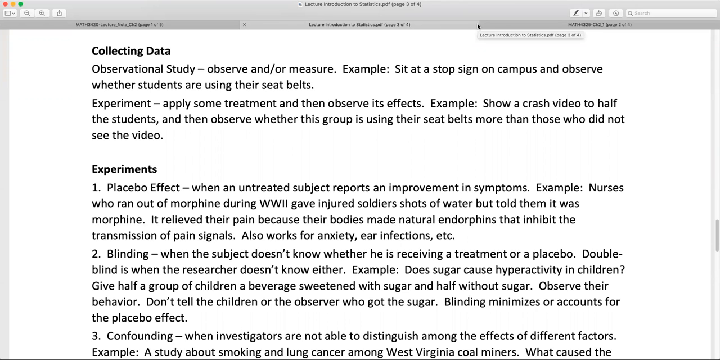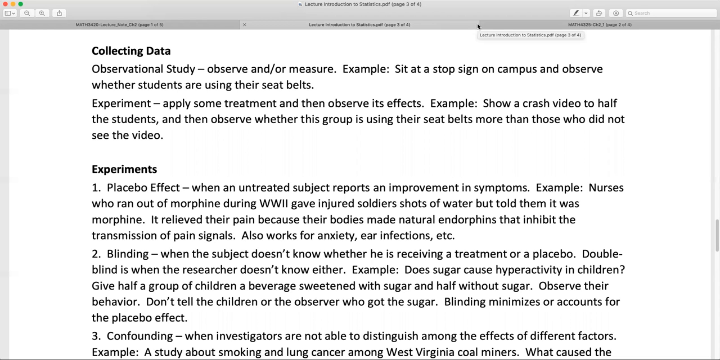So, what's an observational study? Observing and measuring specific characteristics without attempting to modify the individuals being studied. An example is to sit at a stop sign on campus and observe whether students are using their seat belt. Here we want to collect data on whether or not people wear the seat belt, so one way is to observe the drivers or passengers.